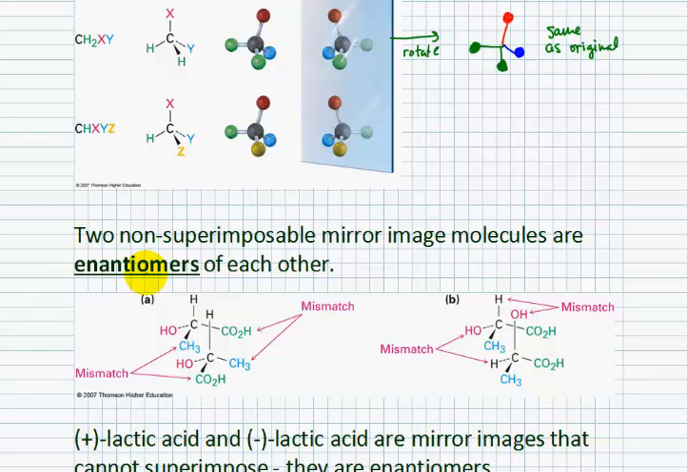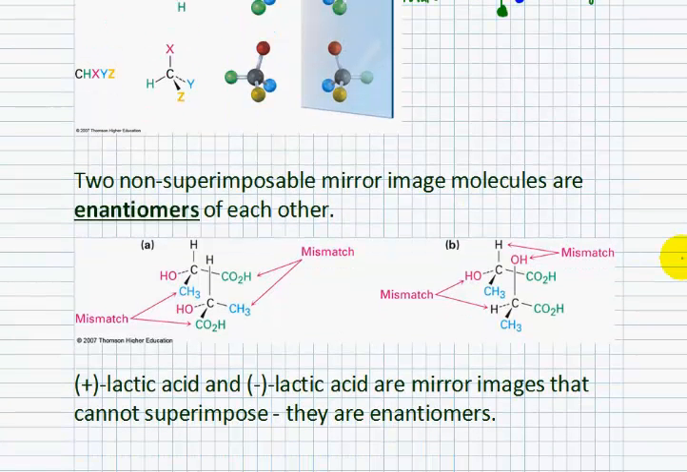So when you have a pair of molecules, that pair is enantiomers when they're mirror images, but they're different from each other. They're not identical. So enantiomers are a relationship like brothers. You cannot have just one molecule and say it's an enantiomer. You have to be comparing a pair of mirror image molecules.